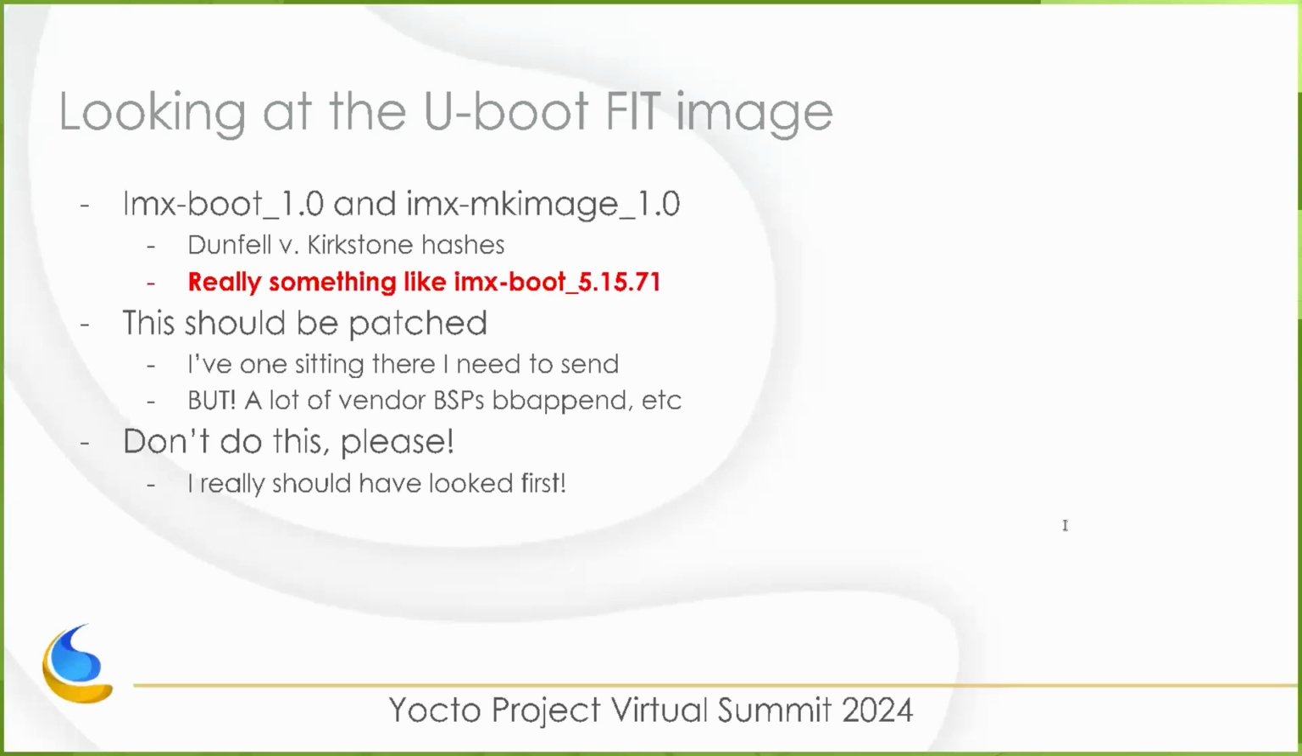But the problem is you have a lot of BSP vendors who are bbappending to these, and the second you change this, you have to kind of alert them. So I have a patch for it. I haven't sent it out yet. I'm still thinking about some things, but please do not name your recipes 1.0 unless they are actually 1.0. Just give them actual version numbers, please. Because this was an easy fix that I should not have had to spend that long on.